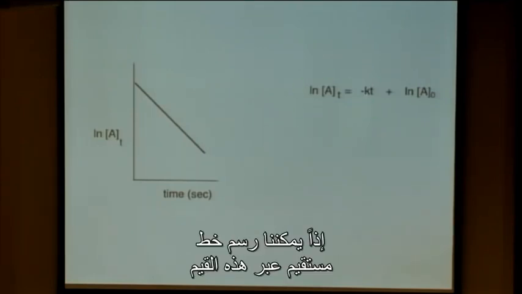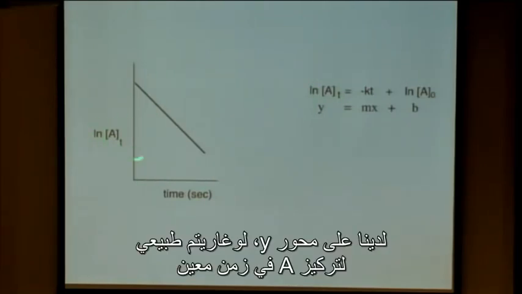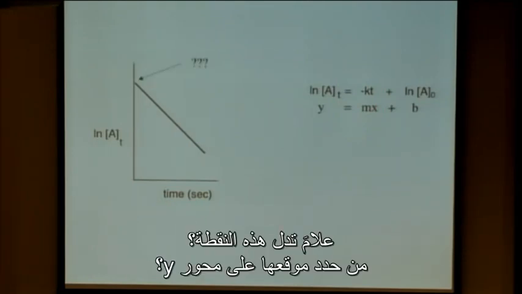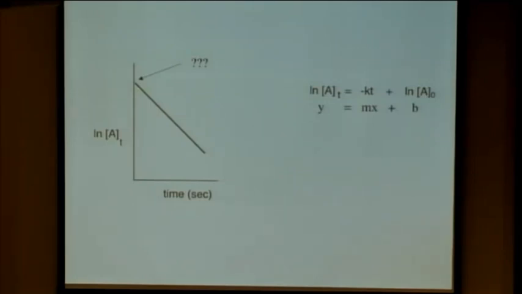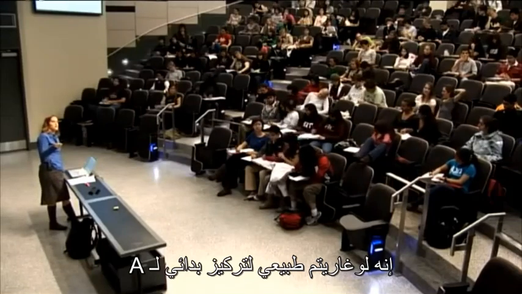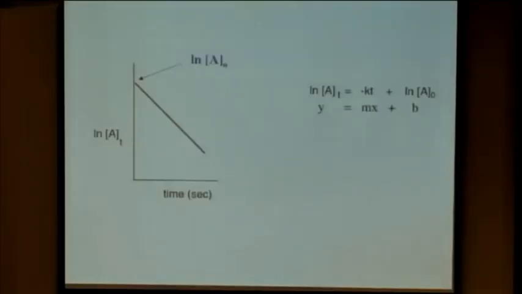So here we can look at this in terms of a straight line. On the y-axis, we have the natural log of the concentration of A at a particular time, and that's plotted against time over here in seconds. And so what does that mean? What is the intercept here? Yep. So the natural log of your initial or original concentration of A. And what is the slope of this line? The slope is negative k.